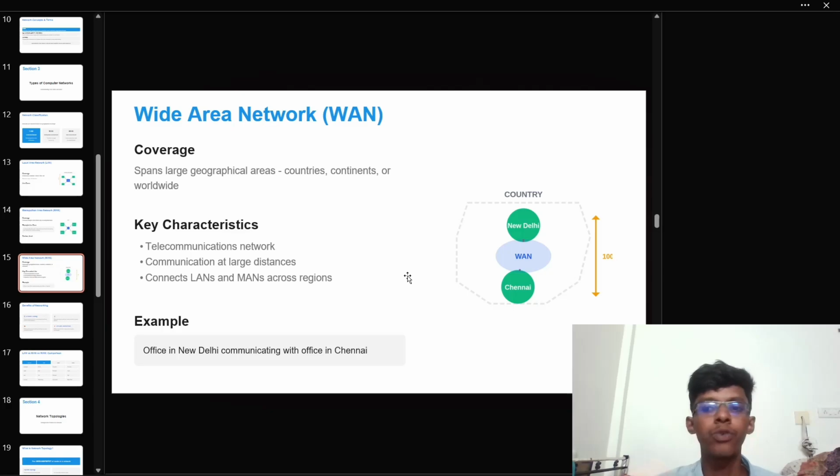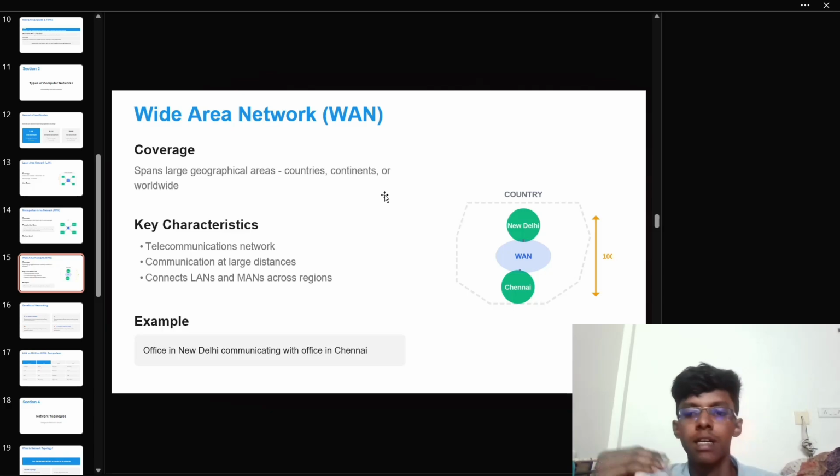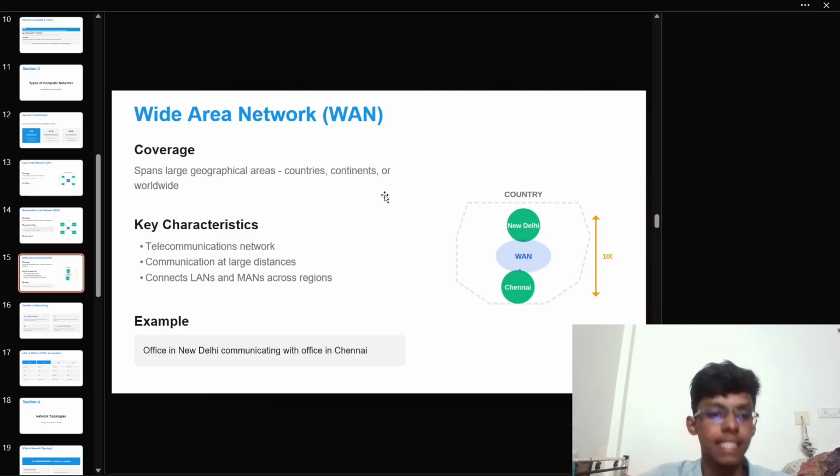Now let's move to the biggest category, WAN. It spans large geographical areas: countries, continents, or even worldwide. When you access a website hosted in another country, you are using a WAN, right? Key characteristics: it's a telecommunications network. Communication at large distances connects LANs and MANs across regions. Example, an office in New Delhi communicating with an office in Chennai.